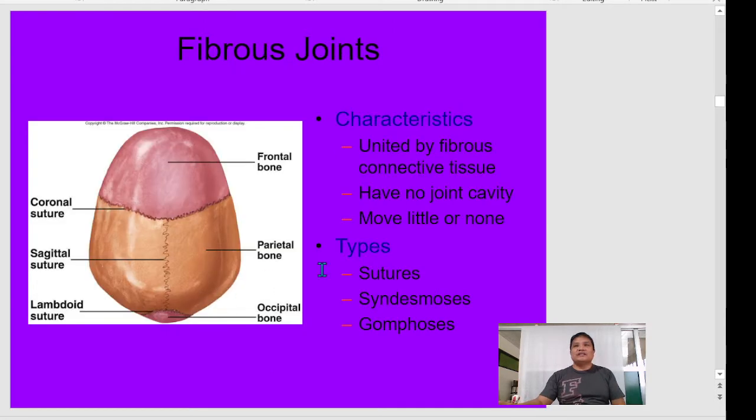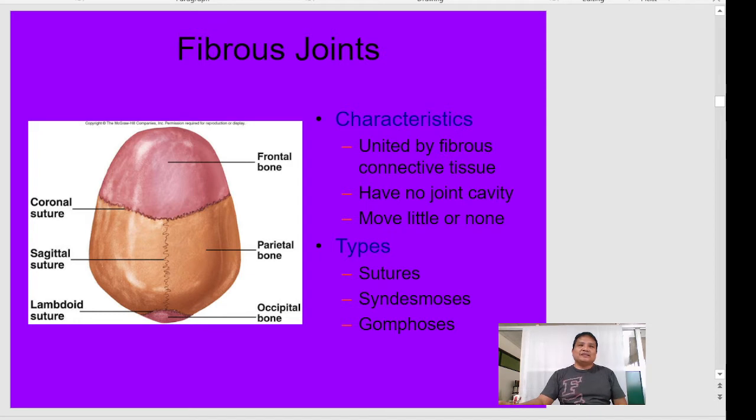So here is the example of a fibrous type of joint. This is the coronal suture of the skull, and this is the sagittal, and we have the lambdoid suture here on the occipital, or in the back of the head. Okay, so we have other types of fibrous joints. We have syndesmosis and gomphosis.